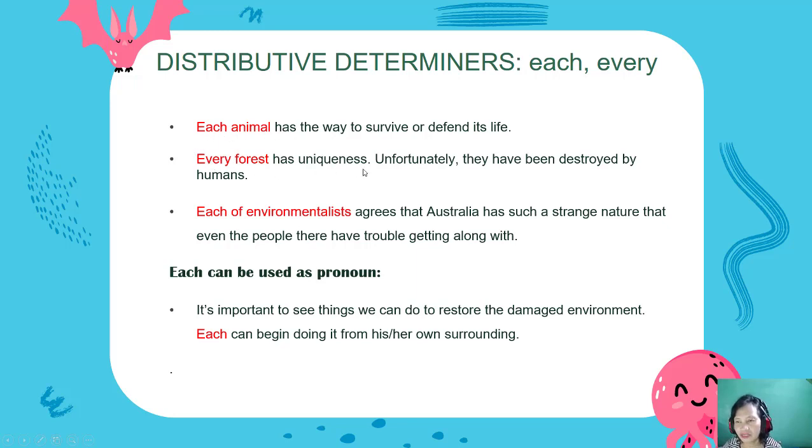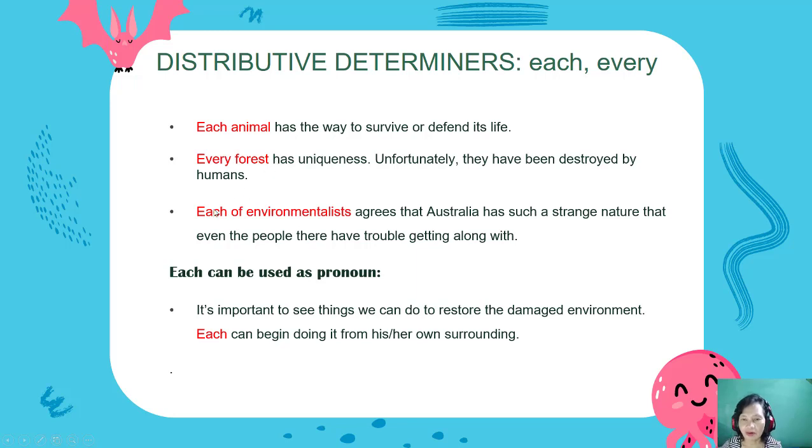Every forest has uniqueness. Unfortunately, they have been destroyed by humans. So they refers to the forests. There are many forests and every forest has uniqueness. So it is the whole. We want to show the whole forest. That's why we have the pronoun they here. Each animal, every forest is followed by singular noun. That's why it is always with singular verbs.